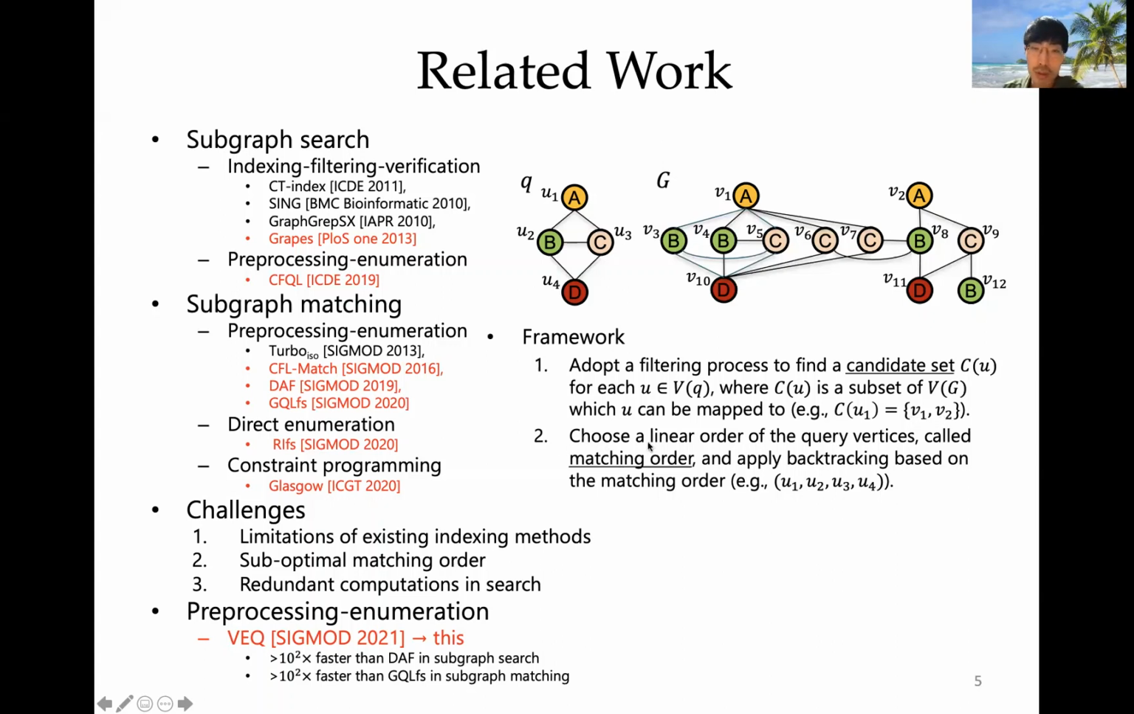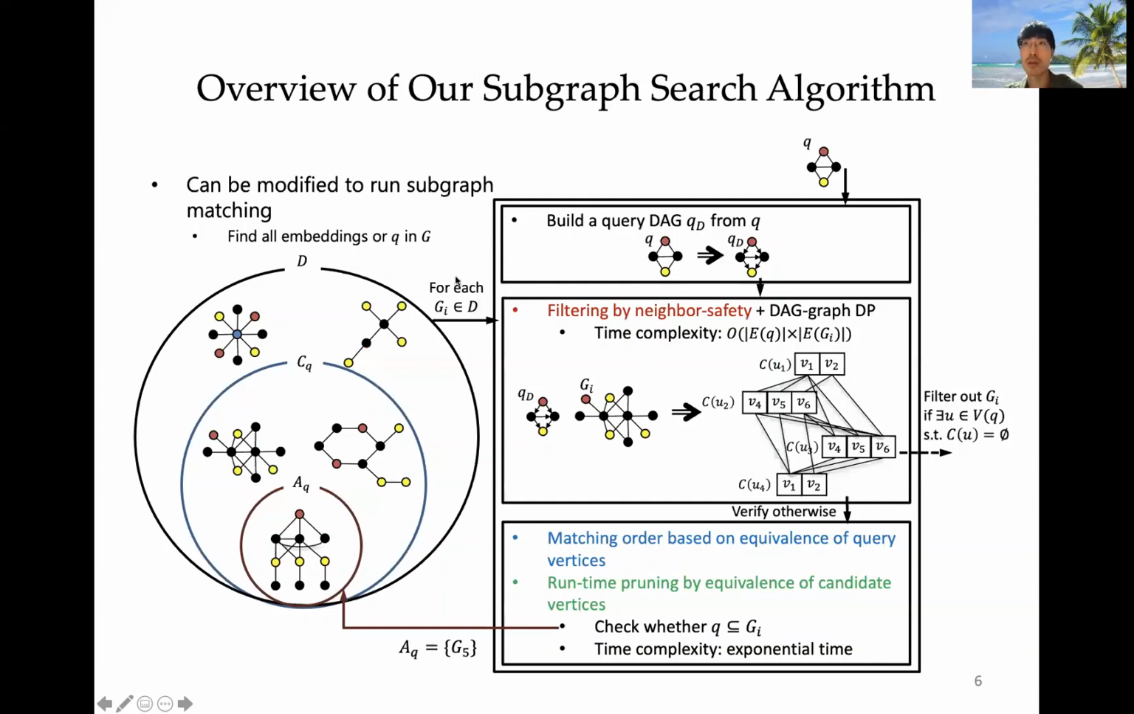Next, they choose a linear order of query vertices called the matching order and apply backtracking based on this matching order. Suppose that we've decided the matching order as u1, u2, u3, and u4. Then in backtracking, we first map u1 to v1, u2 to v3, u3 to v5, and so on. So our algorithm called also uses this backtracking framework, but with different techniques in detail, which result in a much faster algorithm.